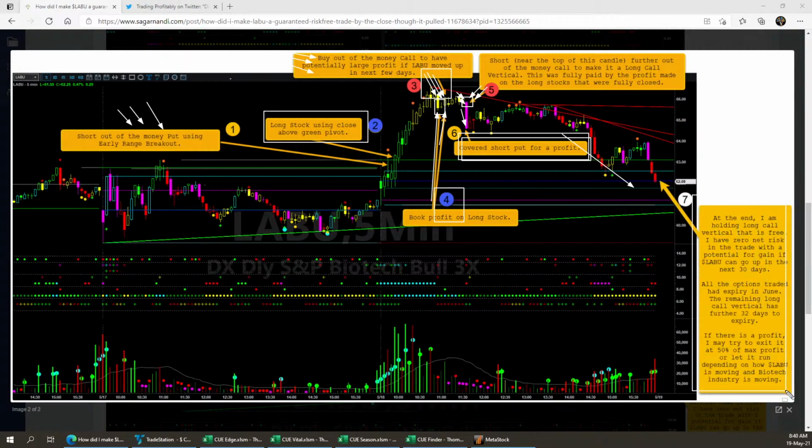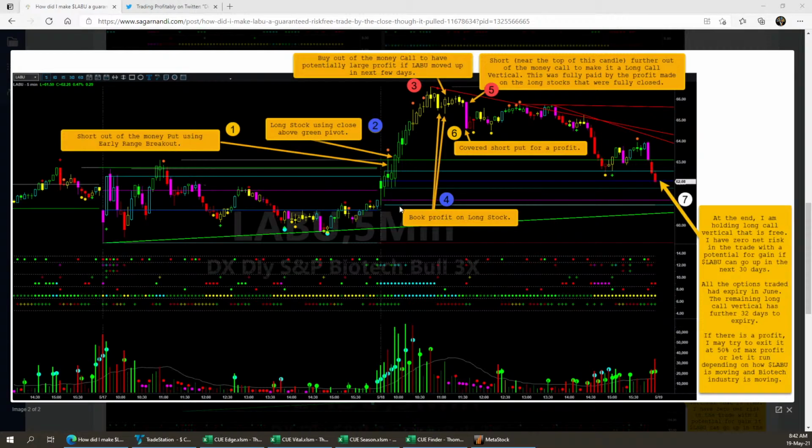Therefore, at the end of the day, I am left with a somewhat speculative long call vertical that is expiring 32 days from now, and it is already fully paid. It's a free one, fully paid by the profit of the long stock and profit of the short put. So I think in spite of the market weakness, I timed it very well, and I used options to give me many options in fact.